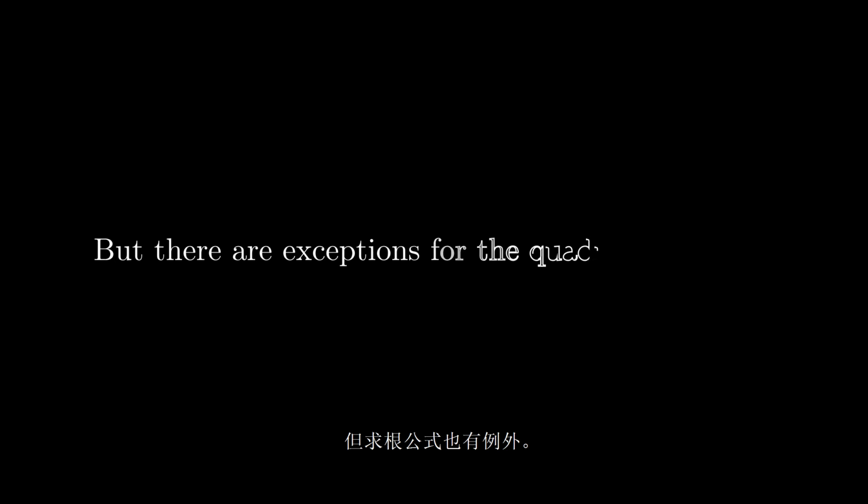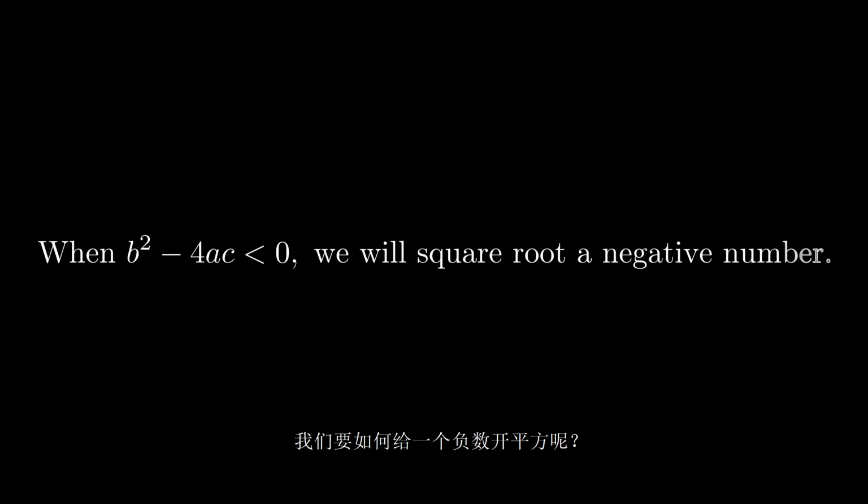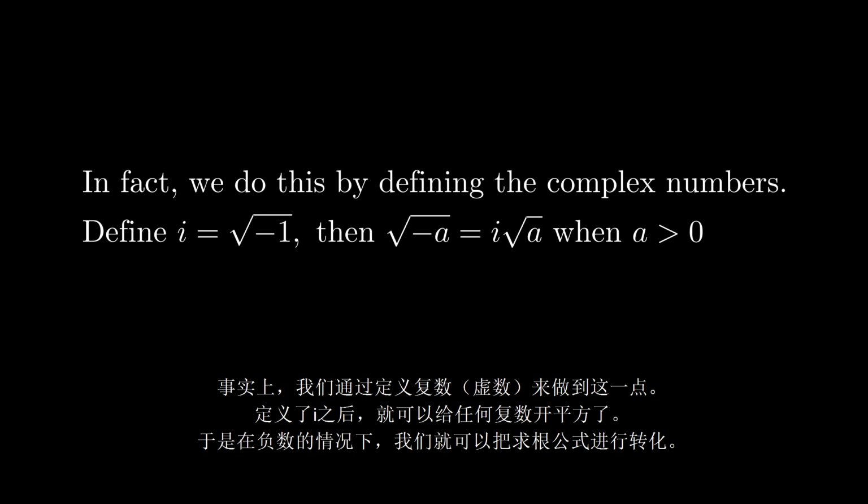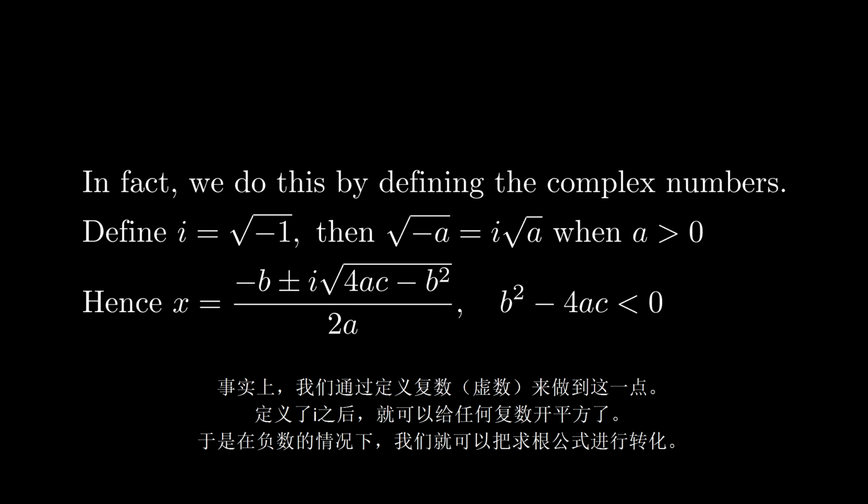But there are exceptions for the quadratic formula. When b squared minus 4ac is less than 0, we get a negative number. How do we do that? Well, in fact, we do this by defining the complex numbers. We define i to be the square root of minus 1, so we can square root any negative number now. Hence, we can write this for the quadratic formula.